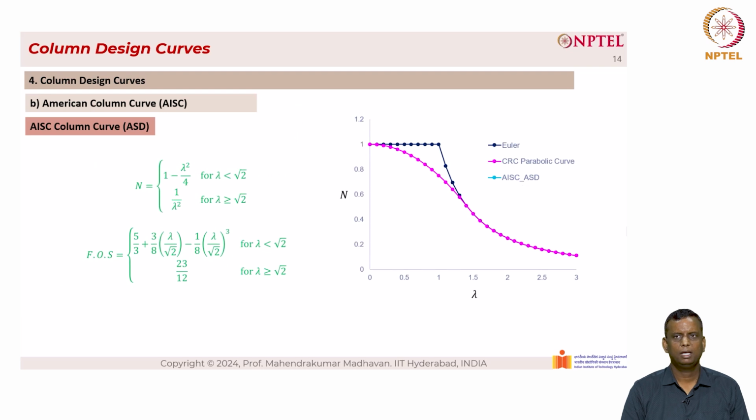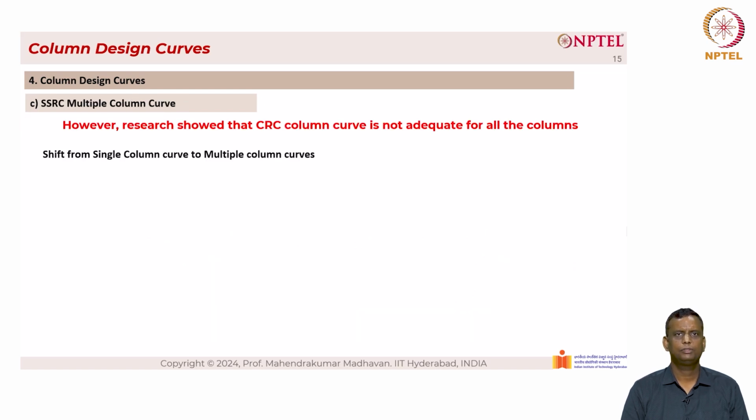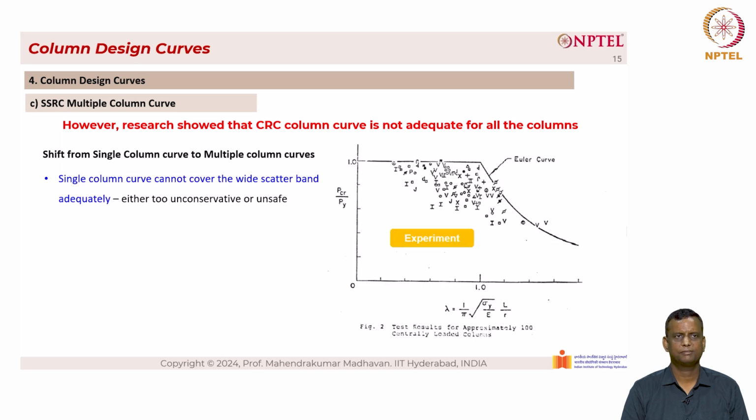Now when we plot that in the same plot, we have this AISC curve here, which is much lower because it is including the factor of safety. However, research shows that the CRC column curve is not adequate for all the columns. There is a shift from a single column curve to multiple column curves. The single column curve cannot cover the wide scatter band adequately, being either too conservative or unsafe.